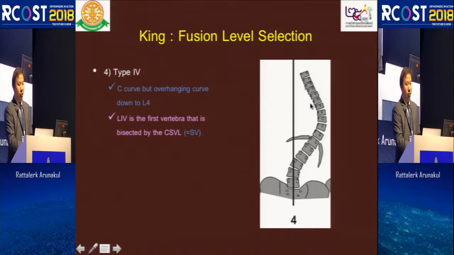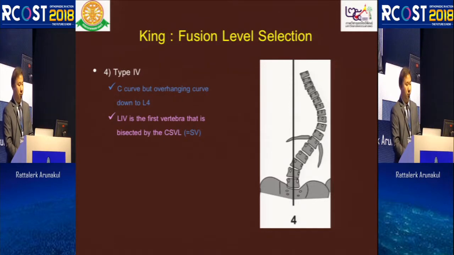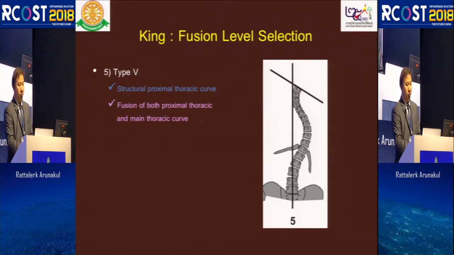For type 4, it's a C curve, like this. The LIV is the first vertebra that is bisected by the CSVL, which is a stable vertebra by the definition from the King classification at that time. And type 5 is a double thoracic curve, so you should fuse both of them.